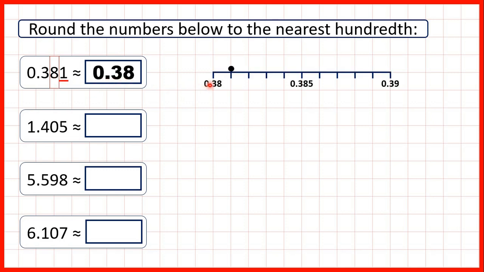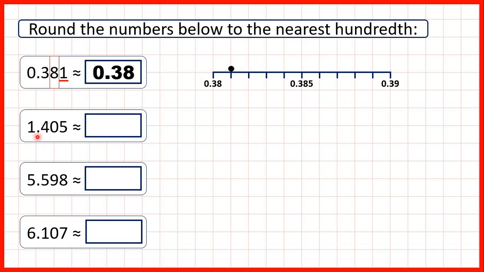We can show 0.381 on a number line. We can see that it's between the hundredths 0.38 and 0.39, but because it's closer to 0.38, because each of these squares is 1,000th, we round down.